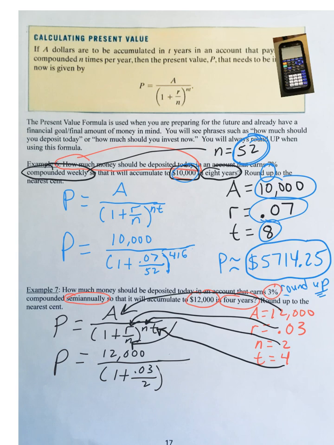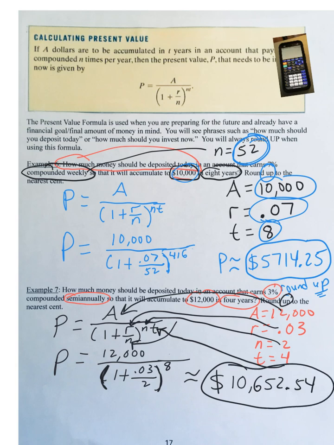We're getting there, we're chipping away at it. So 2 times 4 gives me an exponent of 8. So now plug that right side into your graphing calculator. 12,000 divided by left parenthesis 1 plus 0.03 divided by 2, right parenthesis, exponent, raise it to the 8th power. You are rounding up to the nearest cent. Go ahead and try it on your own and verify. You should be getting $10,652.54 as the final answer when you round up.